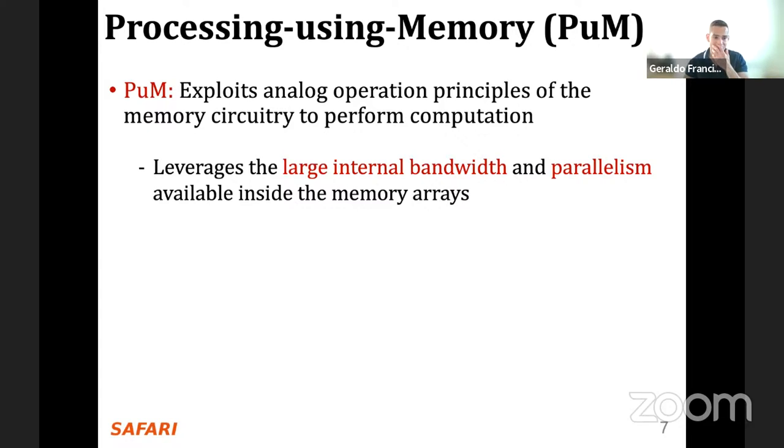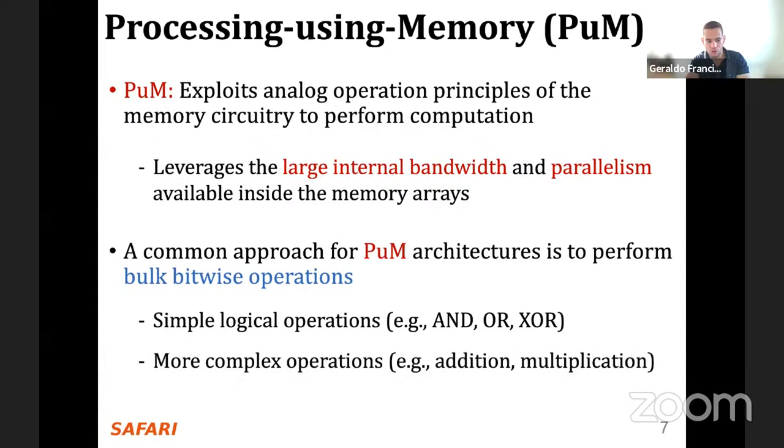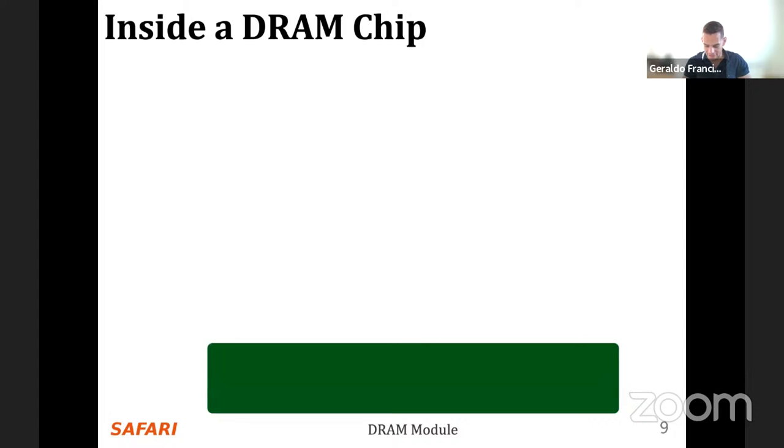This is really good because it enables us to leverage the large internal bandwidth of memory devices and the parallelism available inside them to do computation. There are prior works in the literature, one of them from our group, Ambit, from MICRO 2017, that shows it's possible to use DRAM cells to implement simple logic operations like AND, OR, or XOR. Follow-up works show that we can do more complex operations building on top of that, like addition and multiplication. This is just the gist of the context for this talk. Now I'm going to give a brief overview of how DRAM operates and how prior works on processing using DRAM leverage the DRAM operation to perform computation, so we can understand conceptually what is happening.